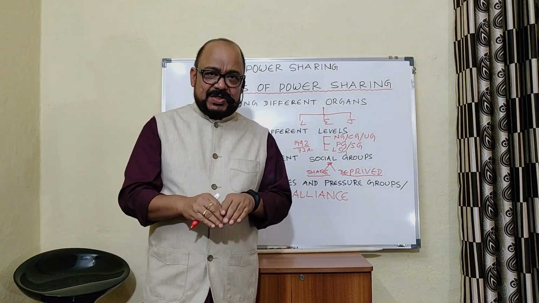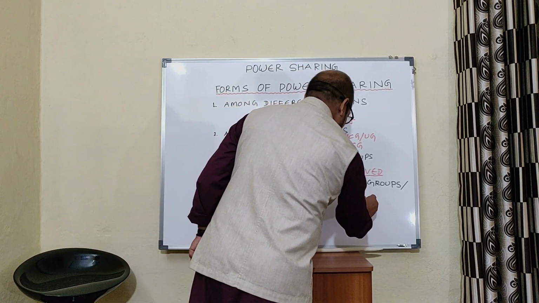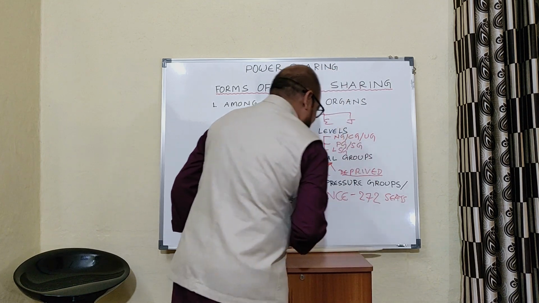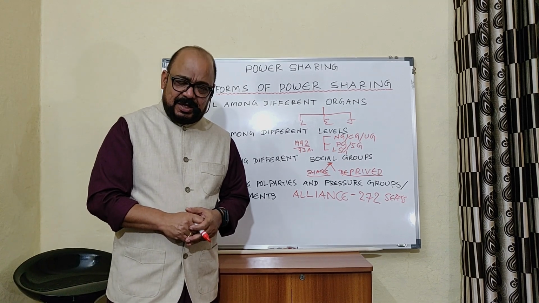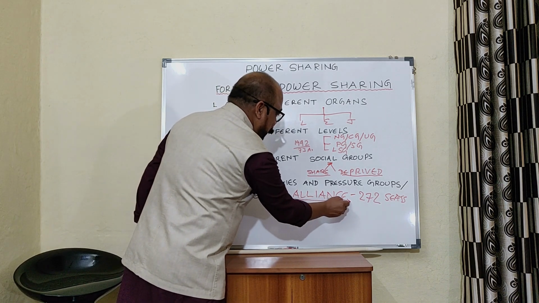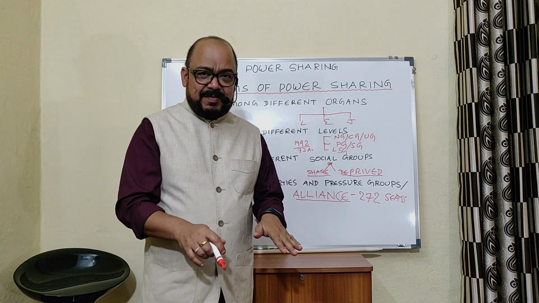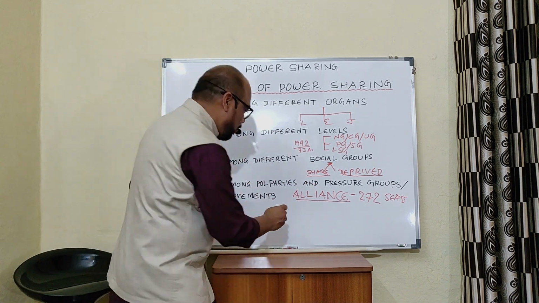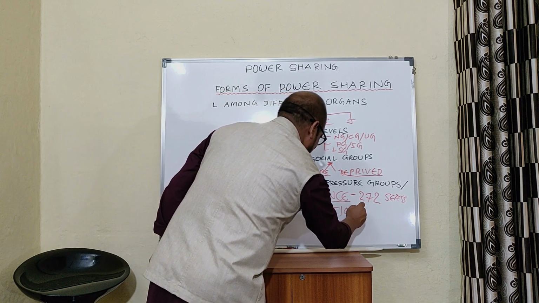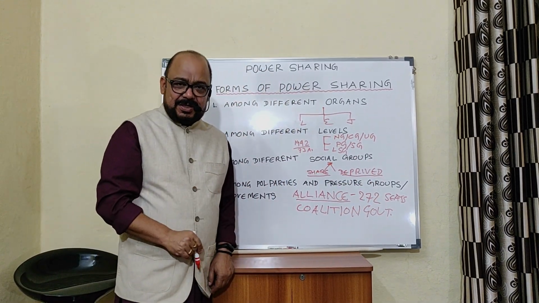If that alliance gets majority, meaning what here? 272 seats. Gets 272 seats in the Lok Sabha of India. Definitely that political alliance is going to form the government. And that government will be called coalition government.